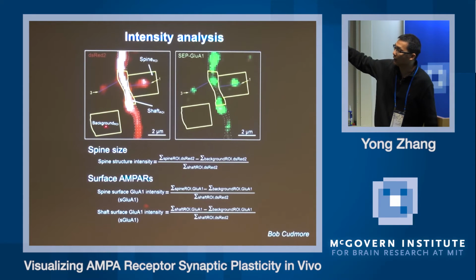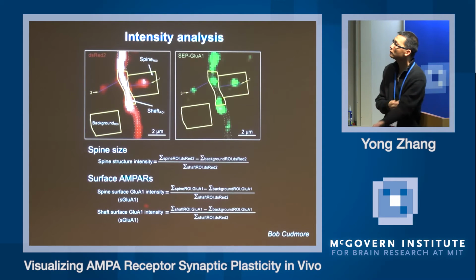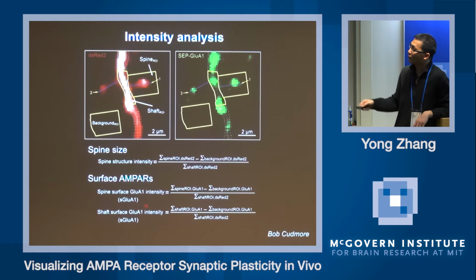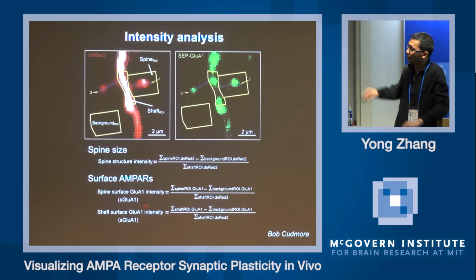Another region is a background region of interest, which is in the neighborhood, to detect the background intensity. The third region is called the shaft region of interest. It's at the connection point between the spine and the shaft, about 5 microns away from the connection point. Once these 3 regions are defined, they will be automatically applied to both channels.